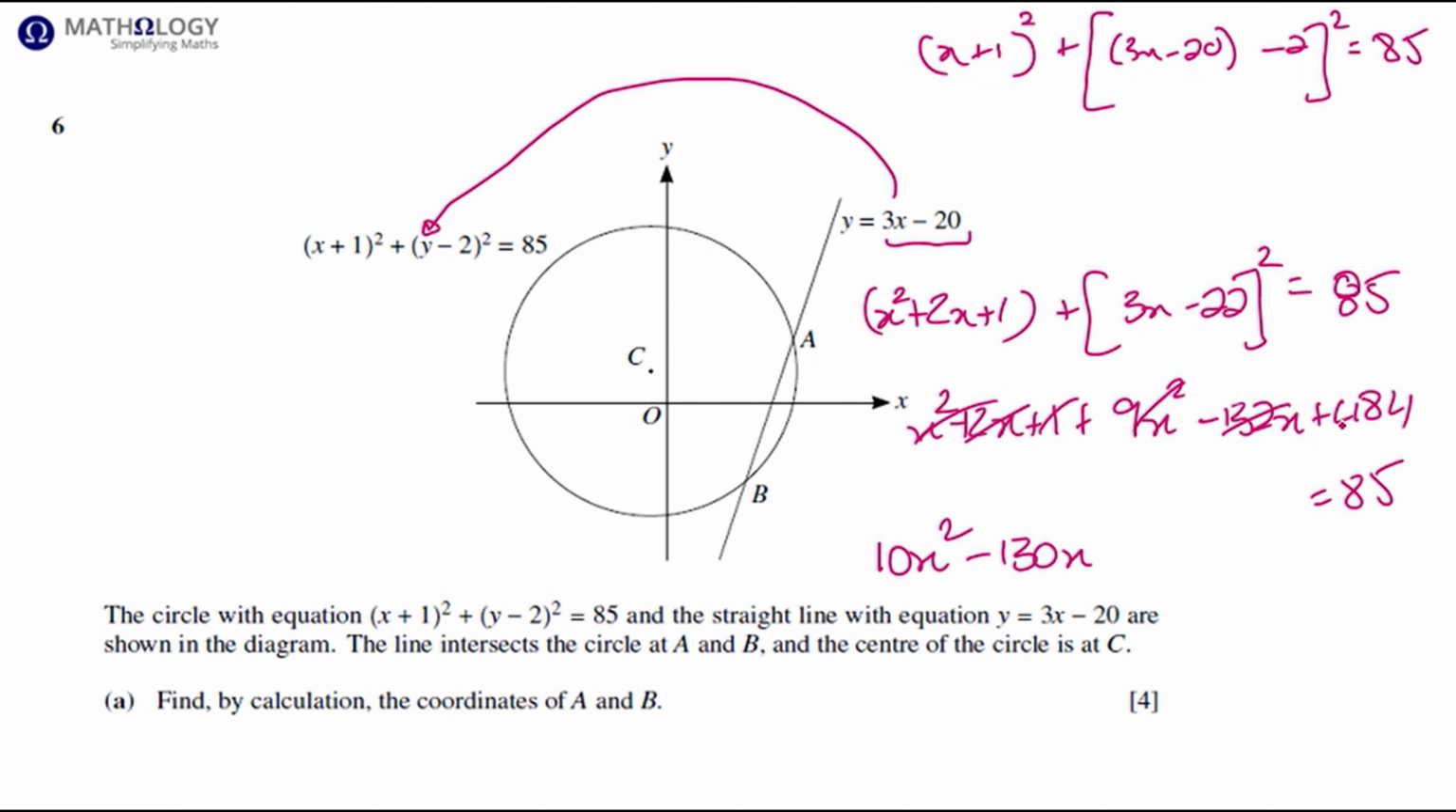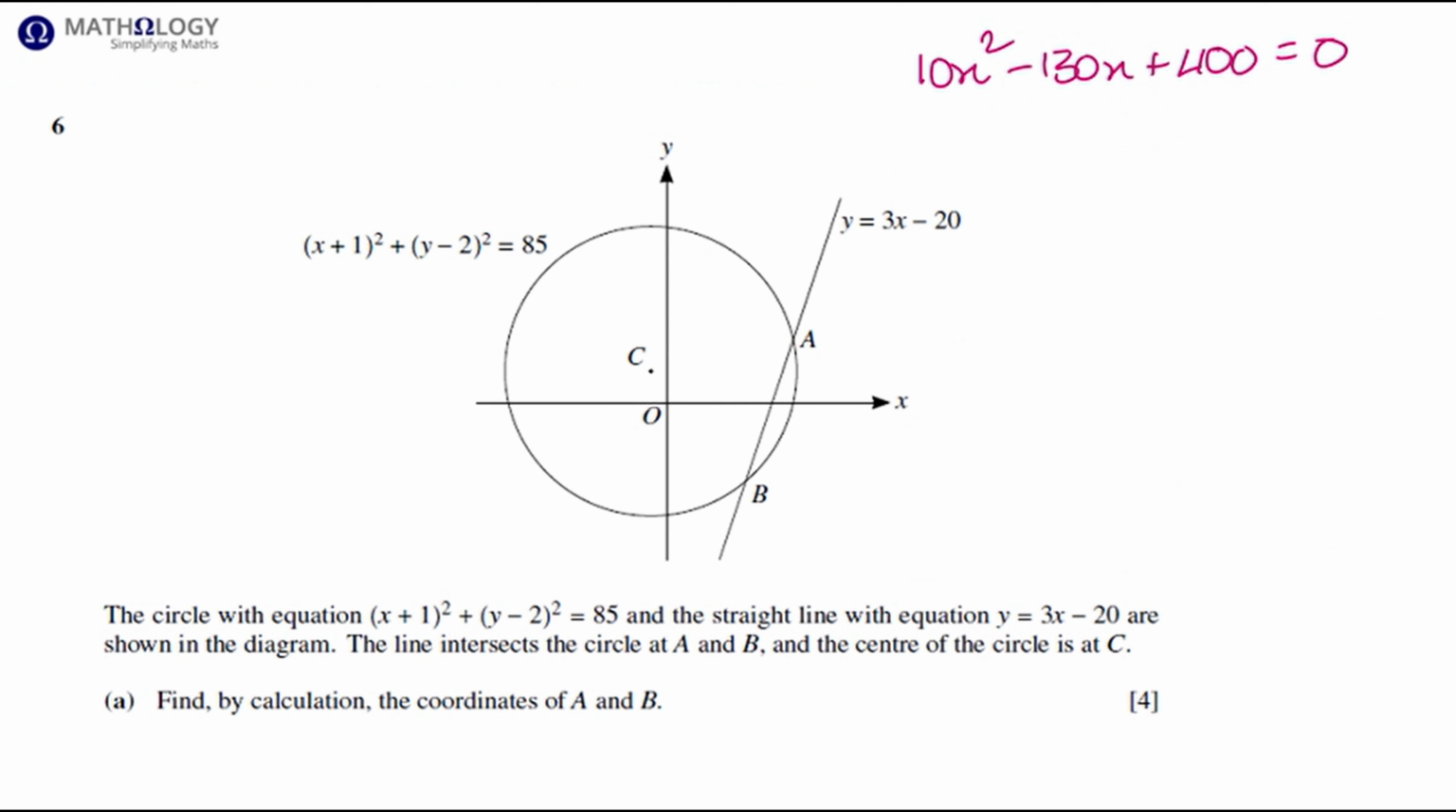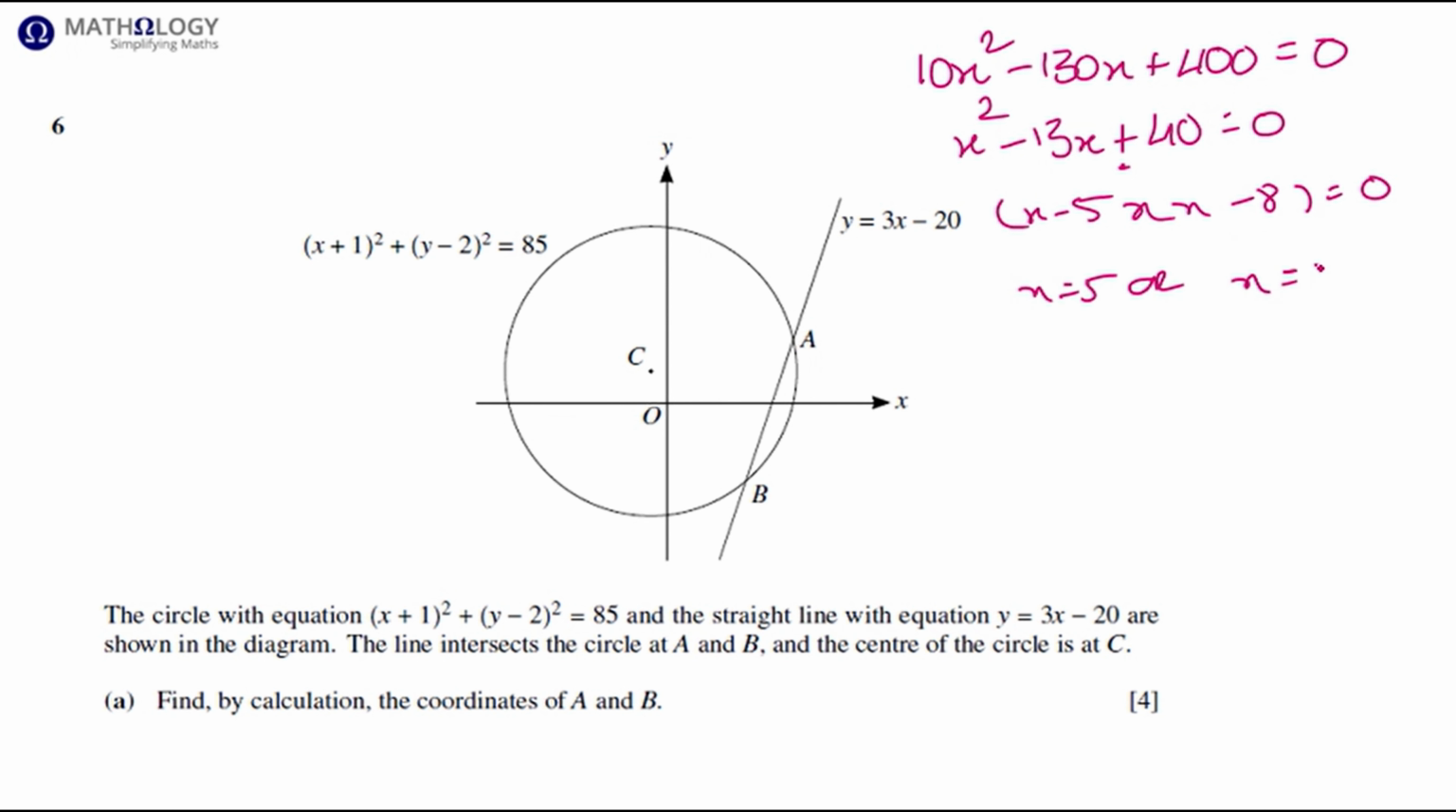Then we'll have 485 minus 85, which will just be 400. So we have a quadratic: 10x squared minus 130x plus 400 equals 0. We can divide every term by 10. So x squared minus 13x plus 40 equals 0. Then the factors of 40 that will add up to give 13 are 5 and 8. So we have x minus 5 times x minus 8. x equals 5 or x equals 8.